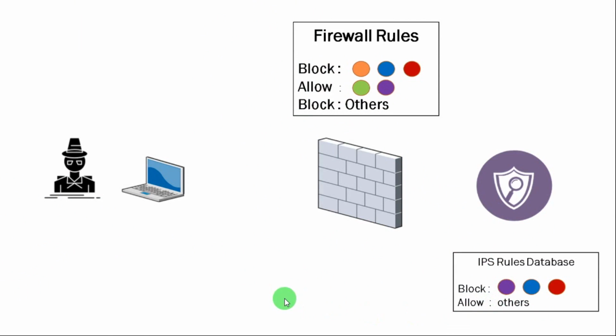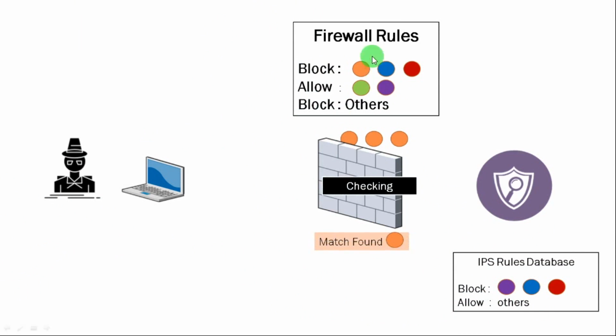Now, when the attacker sends a packet, the packet reaches the firewall. The firewall starts searching in the database and finds a match. Based on the match found, it has an action defined in the database. Now the firewall drops the network packets.